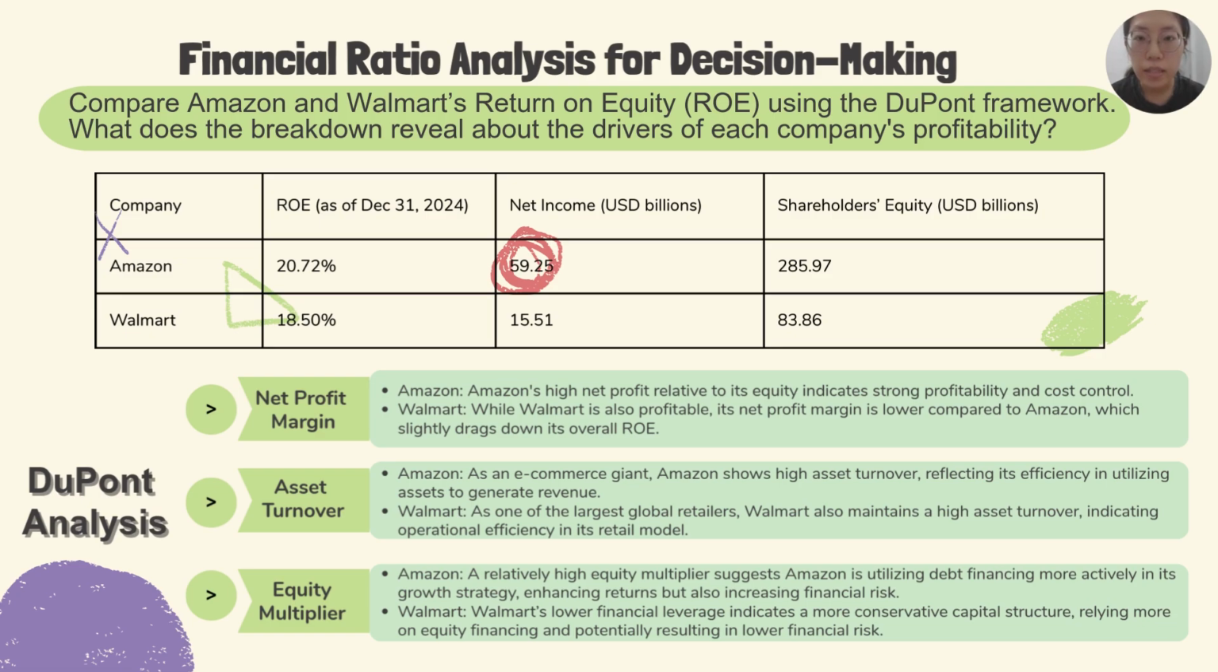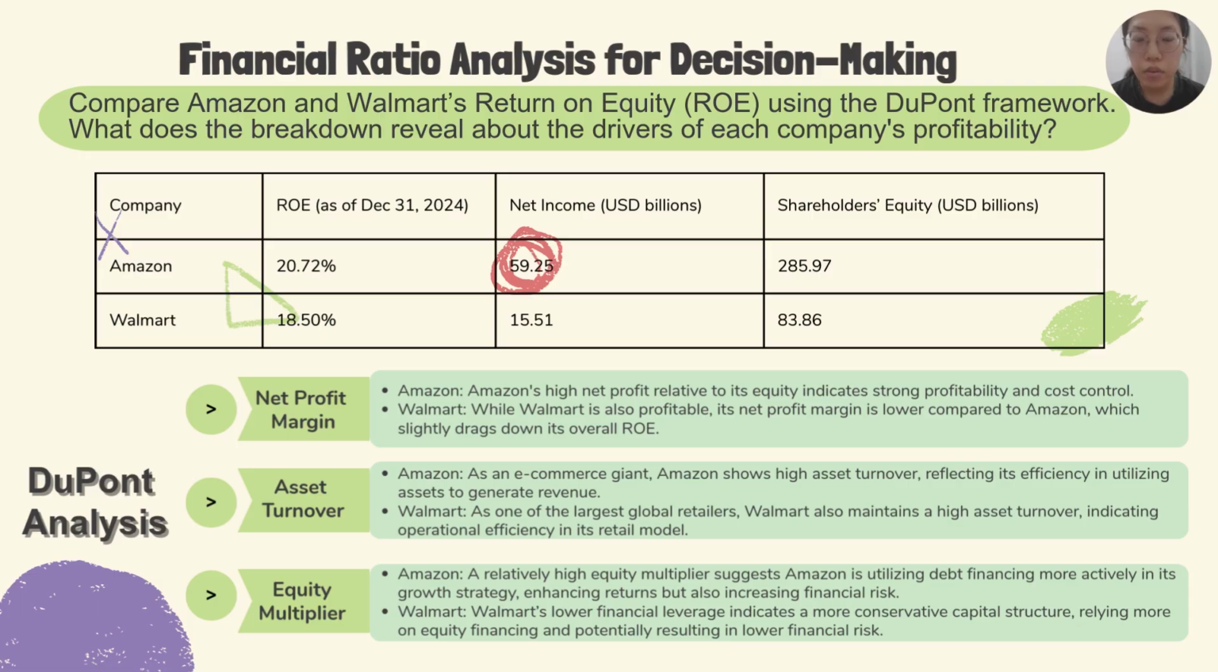From this chart, we can see Amazon's ROE is 20%, net income is 59 billion, shareholders' equity is 285 billion, and Walmart's ROE is 18%, net income is 50 billion, shareholders' equity is 83 billion. So let's do the DuPont analysis. The DuPont framework breaks ROE down into three components: net profit margin, asset turnover, and financial leverage. This allows for a deeper understanding of the underlying drivers of a company's profitability.